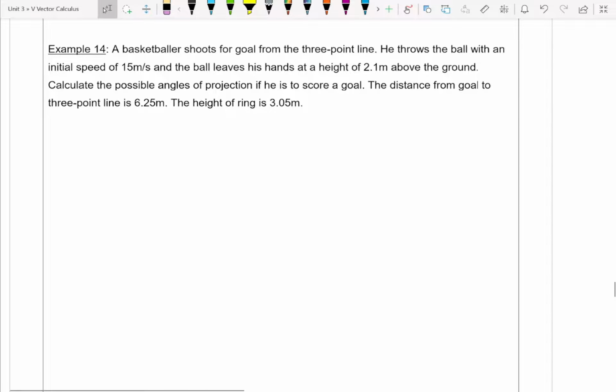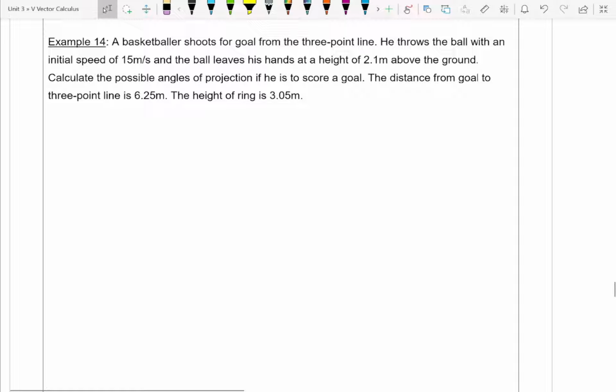Okay, example 14. A basketballer shoots for a goal from a 3-point line. He throws the ball with an initial speed of 15 meters per second, and the ball leaves his hands at a height of 2.1 meters. Calculate the possible angles of projection if he is to score a goal. So then we're given some data. The distance from the goal to the 3-point line is 6.25 meters, and the height of the ring is 3.05.